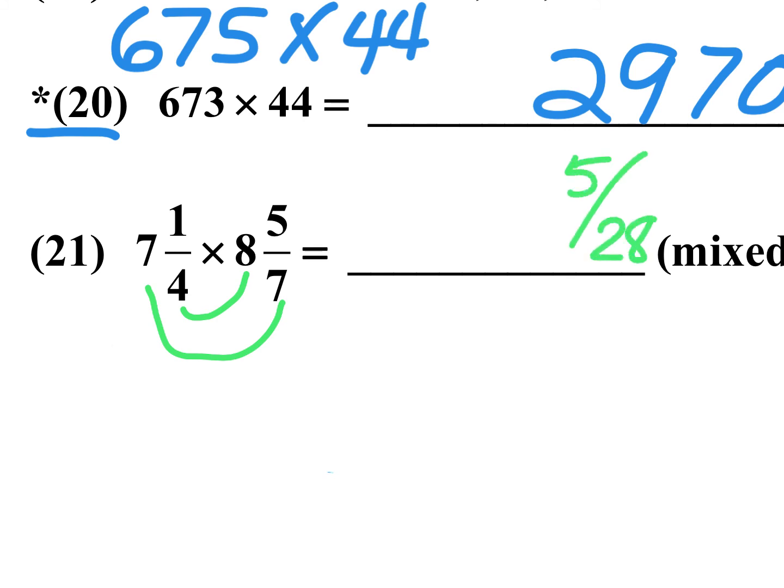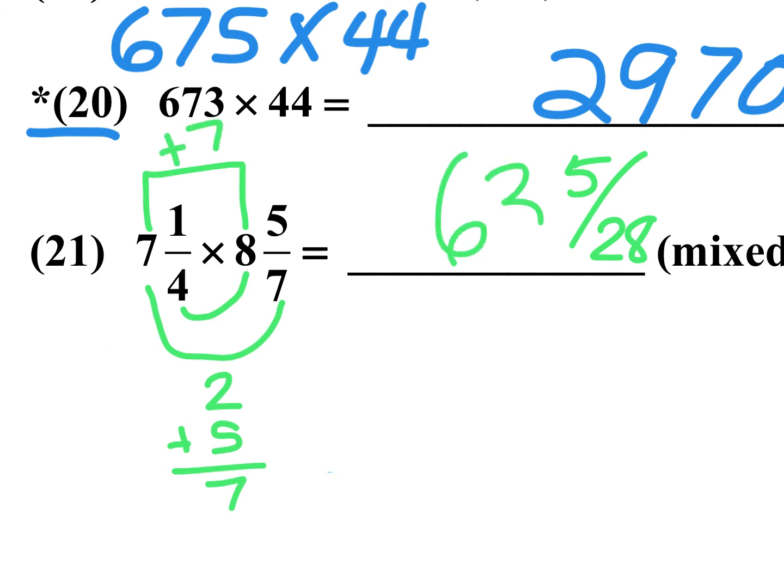That's the fraction part. And then when I do 1/4 of 8, I've got a 2. That's for the inner. The outer would be plus 5/7 of 7. 7s cancel out and I get 5. So when I add those two together, I have 7. That's my carry. So I carry a 7. So then I do 7 times 8. First with first, that's 56. 56 plus 7 is going to give you 63. So the answer there is 63 and 5 over 28.